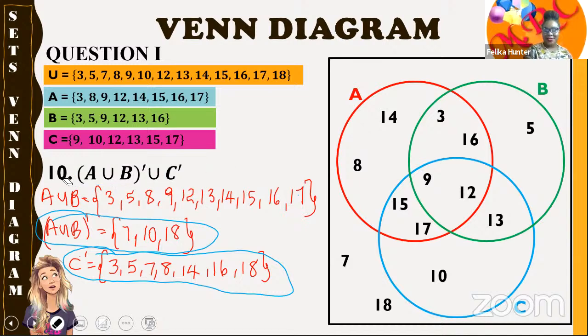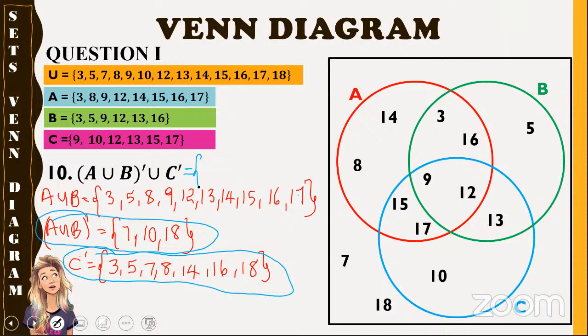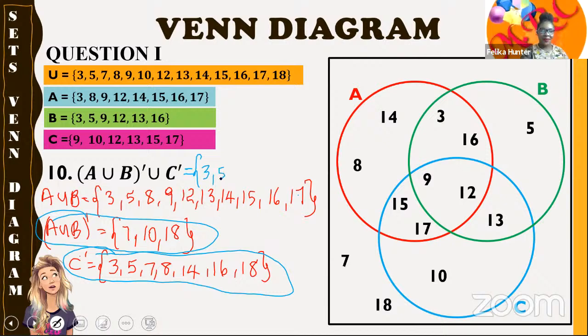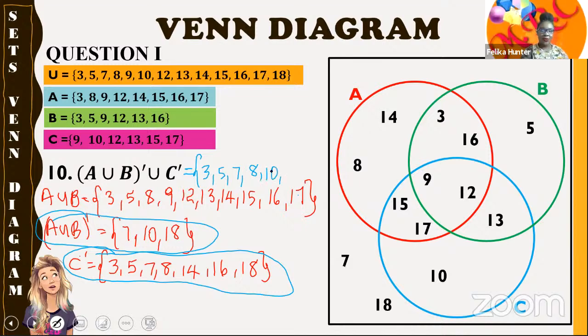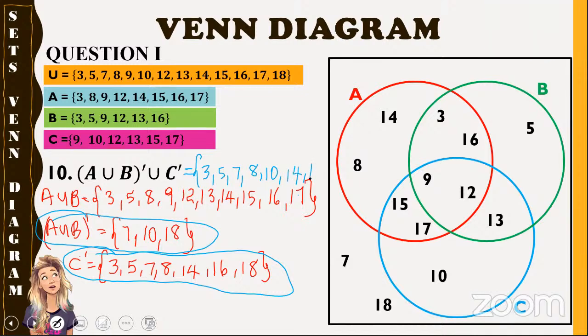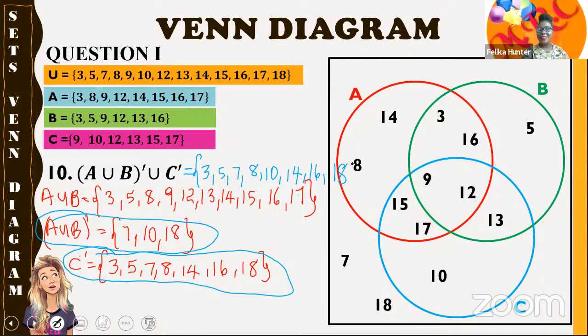All right, so Peter, go ahead, darling. 3, 5, 7, 8 and 8, 10, 14, 16 and 14, 16, 18. Well done, my darling. Absolutely amazing.